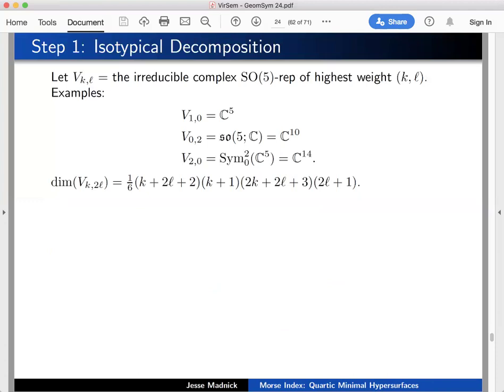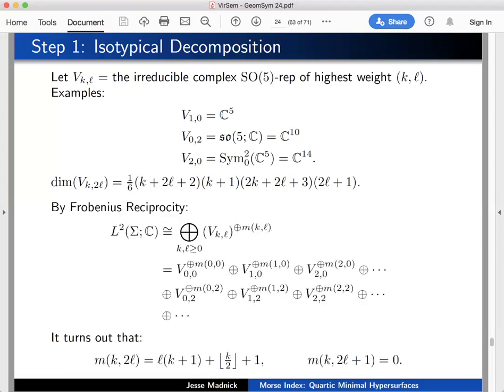So we want to run this 4-step process, and unfortunately I don't have time to showcase all 4 steps, but let me at least give some indication as to what steps 1 and 2 look like in this example. You need some representation theory, of course. Let V_KL denote the irreducible complex SO5 representation of highest weight KL. The dimension of these can be calculated by Weyl's dimension formula. We only need V_K even; V_K odd won't be relevant. And here are some of my favorite, simple representations.